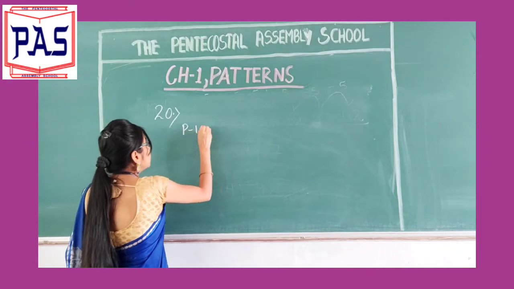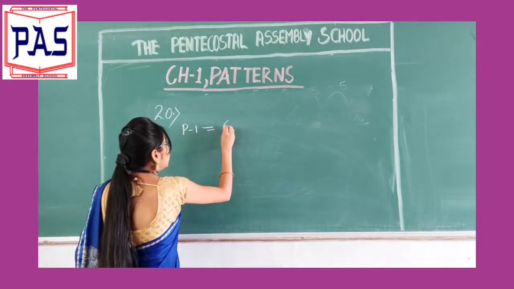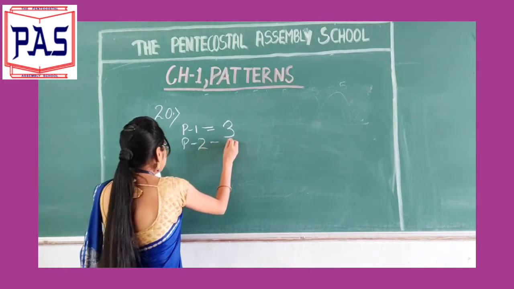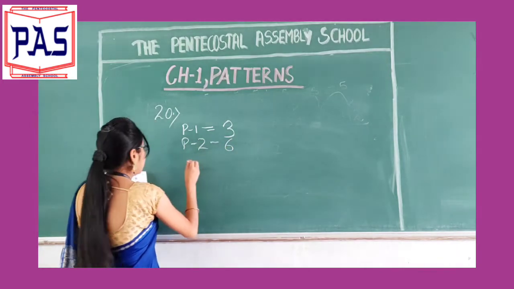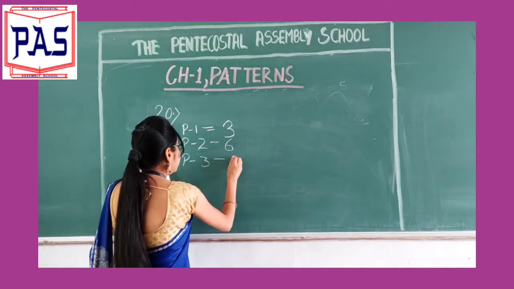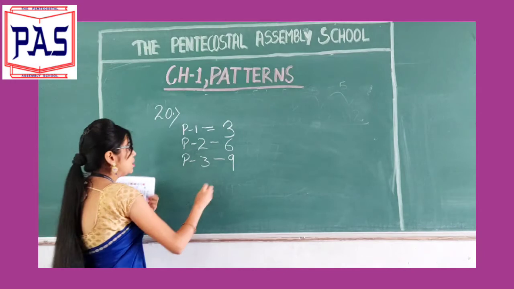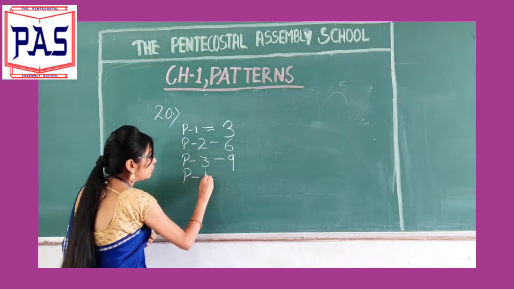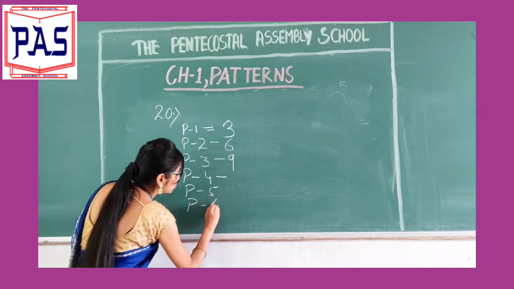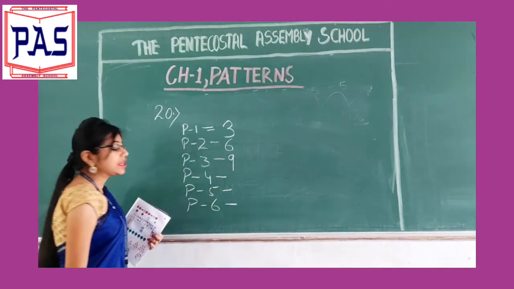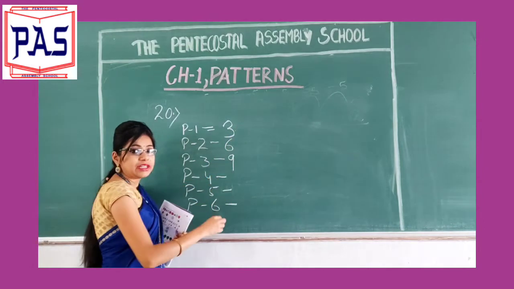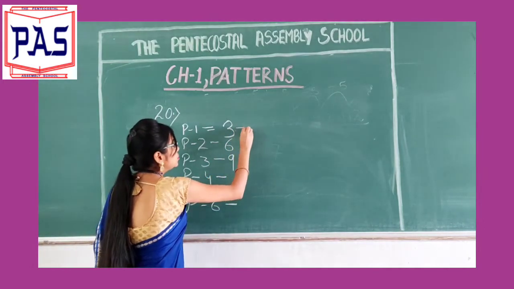Pattern 1, 3 teddies. Pattern 2, 6 teddies. In pattern 3, there are 9 teddies. So what will be in pattern 4, pattern 5 and pattern 6? You can see that the number of teddies is increasing by 3.